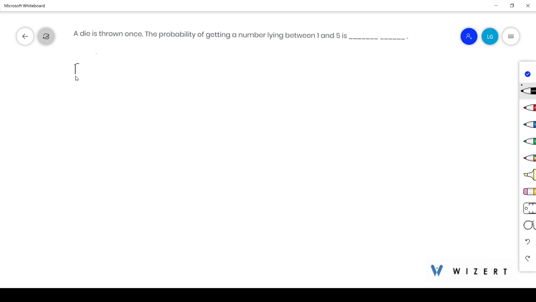Now, for a single die, the total possible outcomes are 6. Okay, means 1, 2, 3, 4, 5, 6.